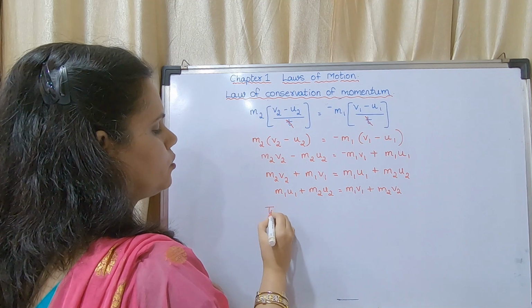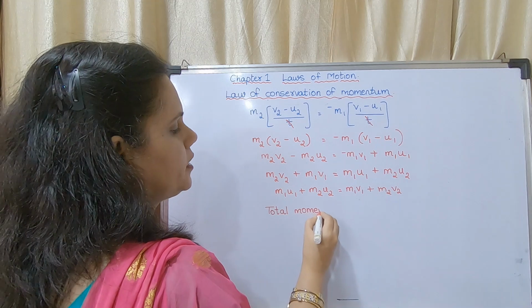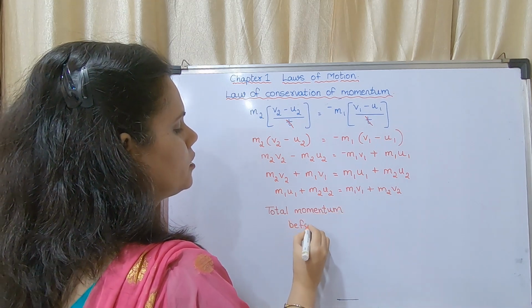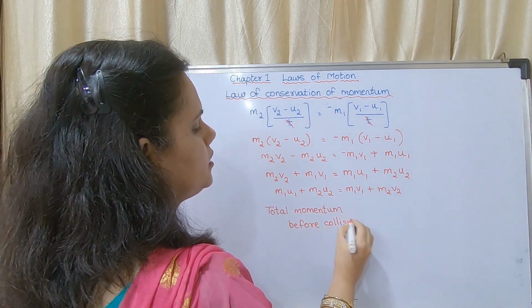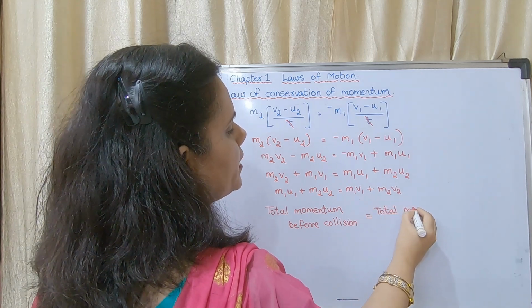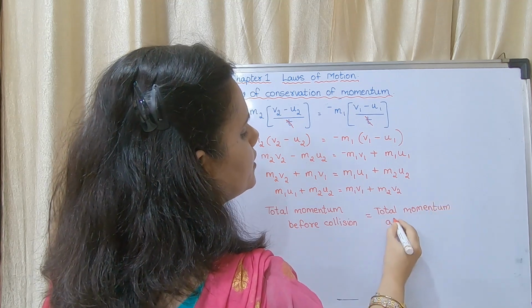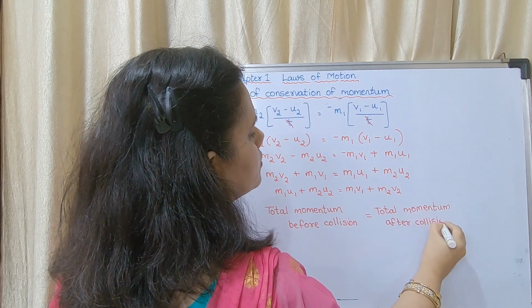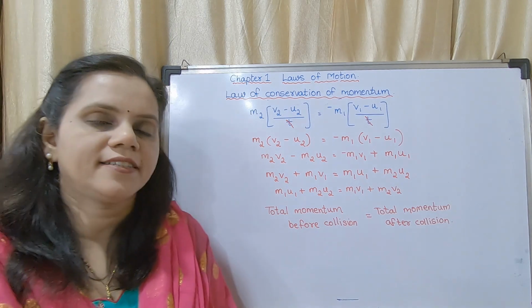That means the total momentum of A and B before collision is equal to the total momentum after collision. So this much you may write.